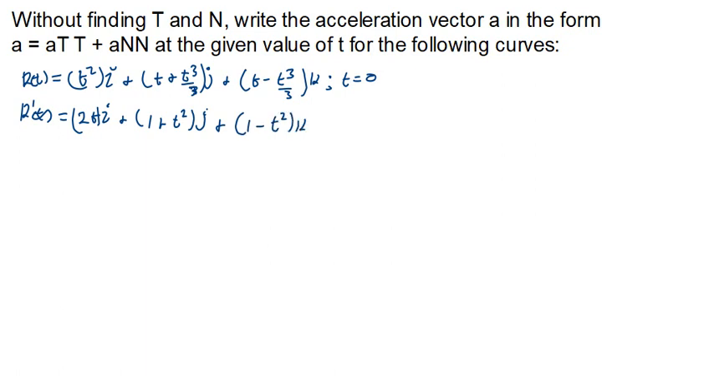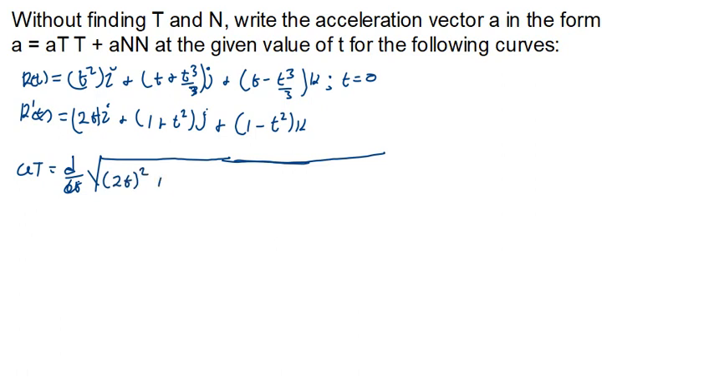So to find my a_t, we're just finding the d/dt of the magnitude of what we have here. So the magnitude that I have there, let me write it in an orderly manner, step by step. So that would be like 2t squared plus 1 plus t squared plus 1 minus t squared, like that.